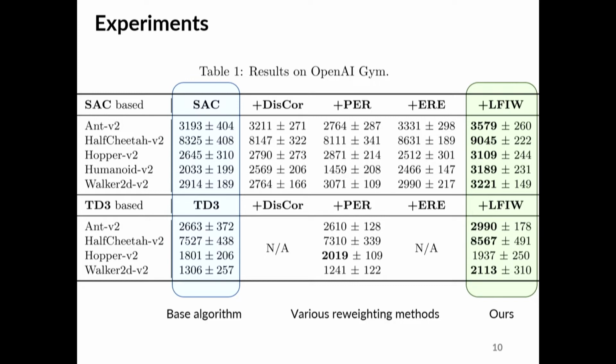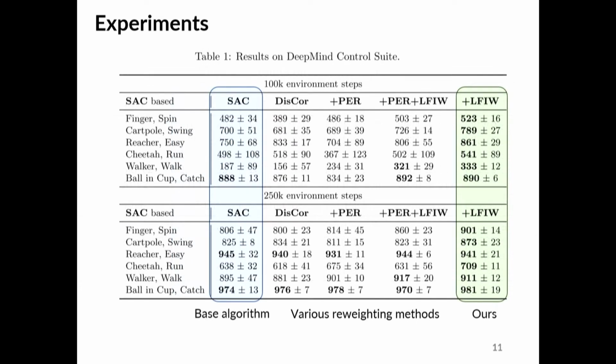And the middle columns correspond to several different strategies of reweighting the replay buffer, including prioritized experience replay and others. And we can see that on most of the cases, we outperform these different methods. And we also have different experiment results on a DeepMind control suite, and these are based on soft actor critic algorithms, but we also tried our method on different methods, such as DRQ, which, although we don't have much theory to back it up, we still outperform the existing baselines.